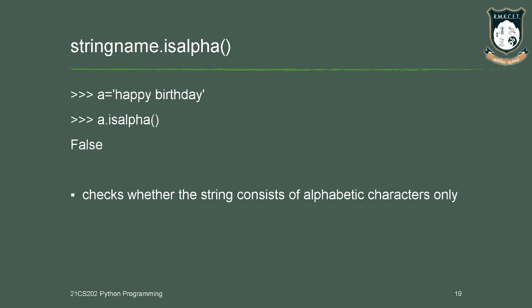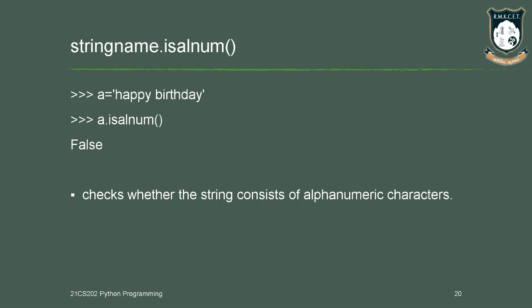Next, alpha. Here it will be checking whether it contains alphabetic characters alone. In this particular string, you would think that it contains all alphabetic characters, but it is not true, because a white space is added in between the words happy and birthday. That particular white space is a special character, so it is not a complete alphabetic character string.